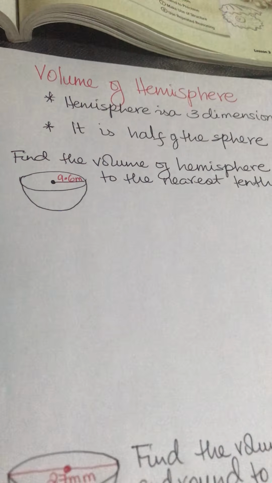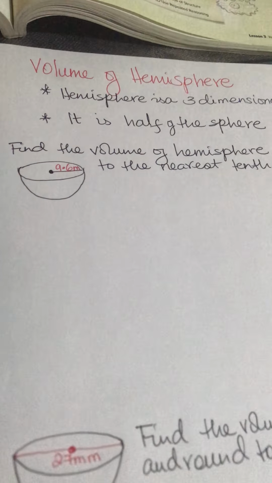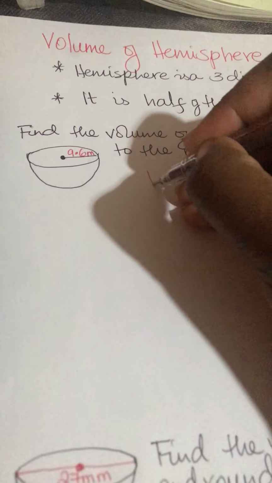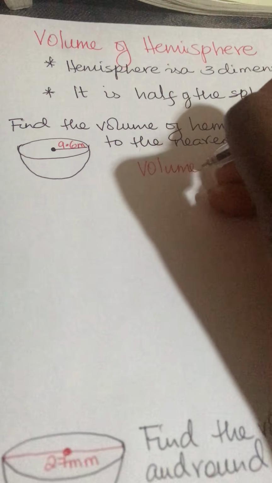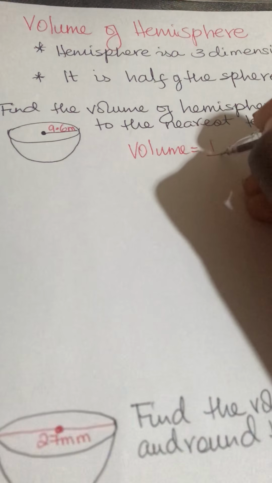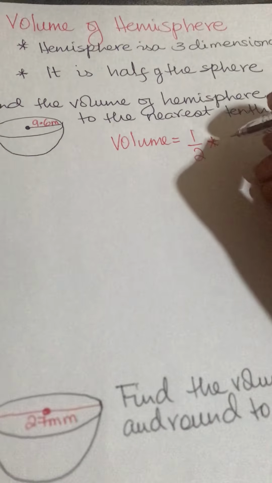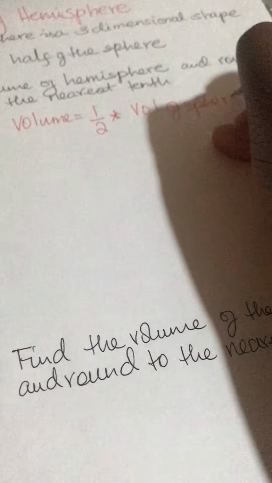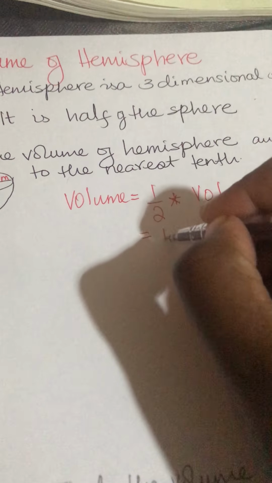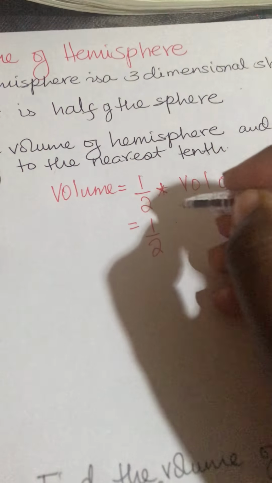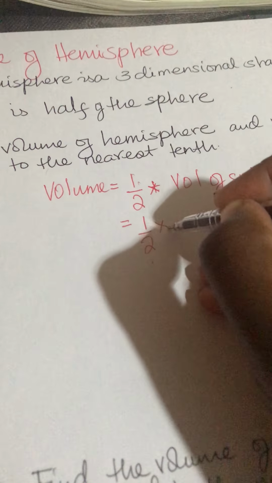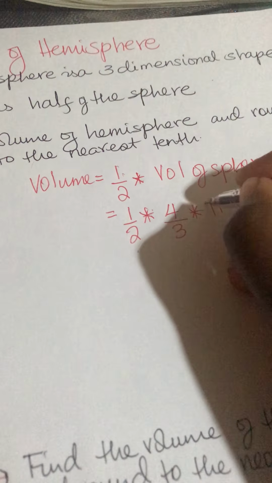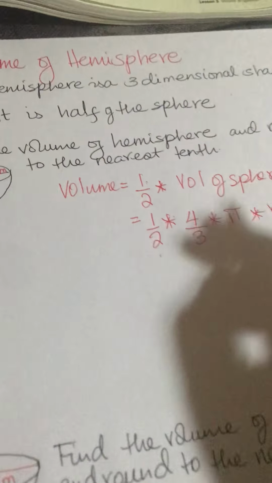Since we have said it is the volume of a sphere divided by 2 or multiplied by half, you will write volume equals 1/2 times volume of sphere. So you bring 1/2. Then volume of sphere is 4/3 times pi times radius cubed.